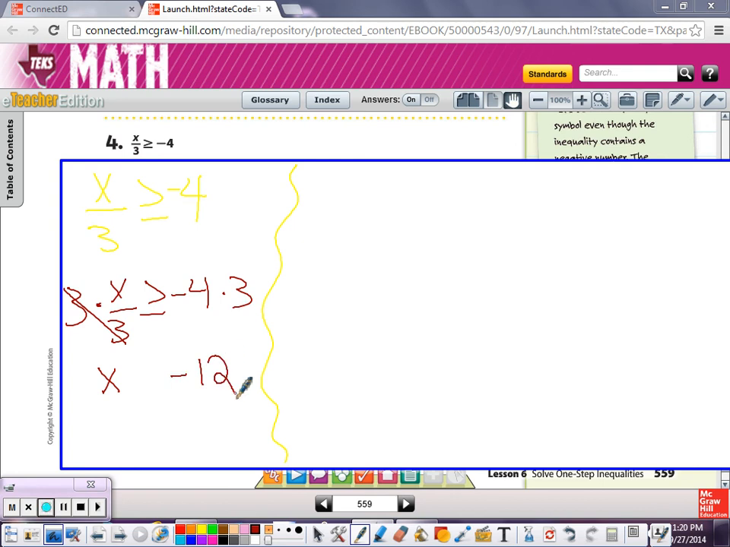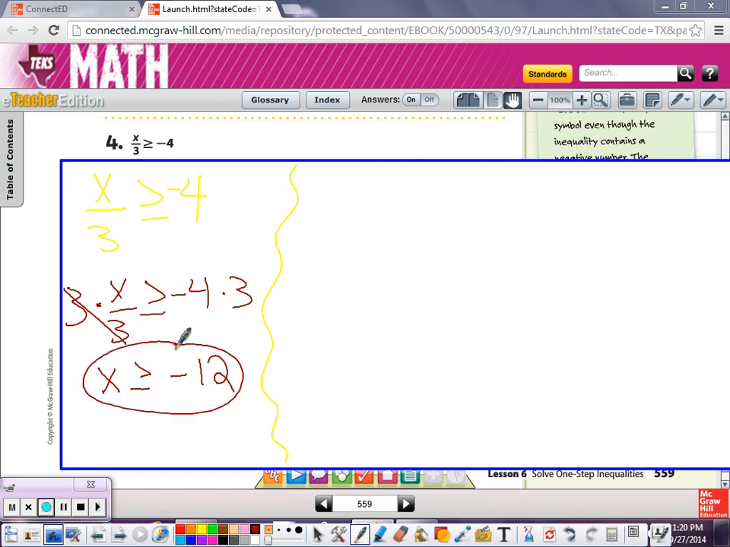Now let's go ahead and look at our symbol. Originally, we had a negative 4. Now we have a negative 12. Did my symbol change? Negative to negative? No, it did not. So my direction does not change either. Remember to only use that rule when you're multiplying or dividing. It does not work with adding, subtracting, just multiplication and division. But like always, let's check our work.